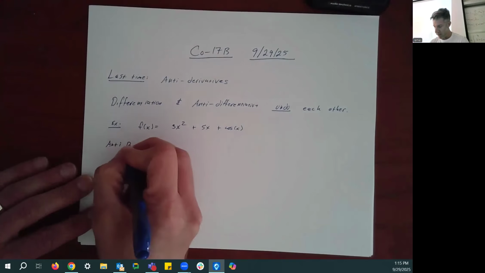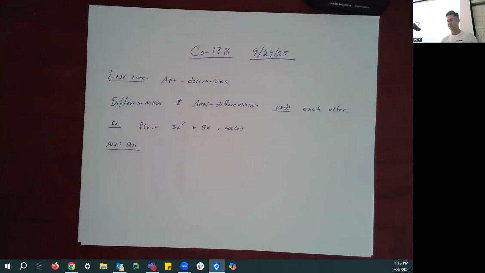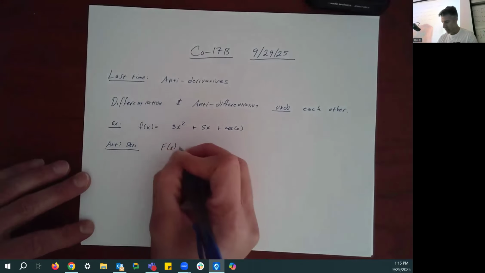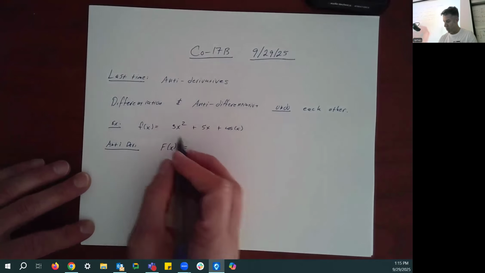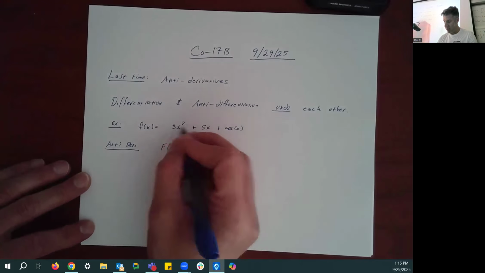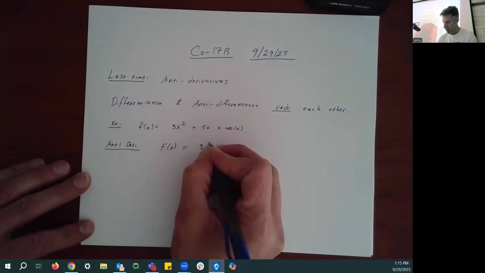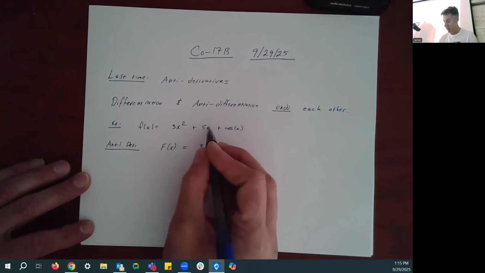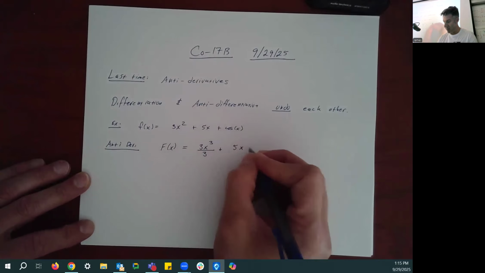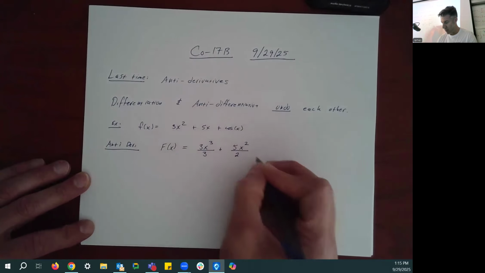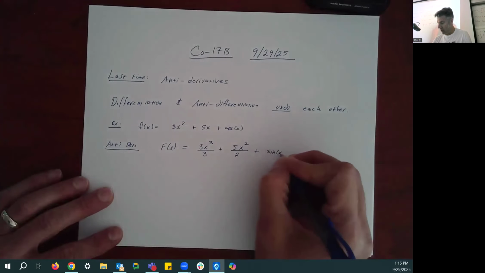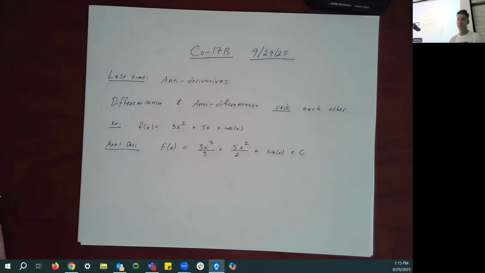So the antiderivative, which again, if we don't have the notation for it, we're still pretending we don't, we'll just call it capital F of x for a second. Capital F of x is going to be the antiderivative of f of x. So for these powers of x, for 3x squared, we're going to get 3x to the 2 plus 1 divided by that new power. Plus, for 5x to the first, we add 1 and get 5x squared divided by 2. And then for cosine, we just have to know that the antiderivative of cosine is sine. And then we also add on a plus c.